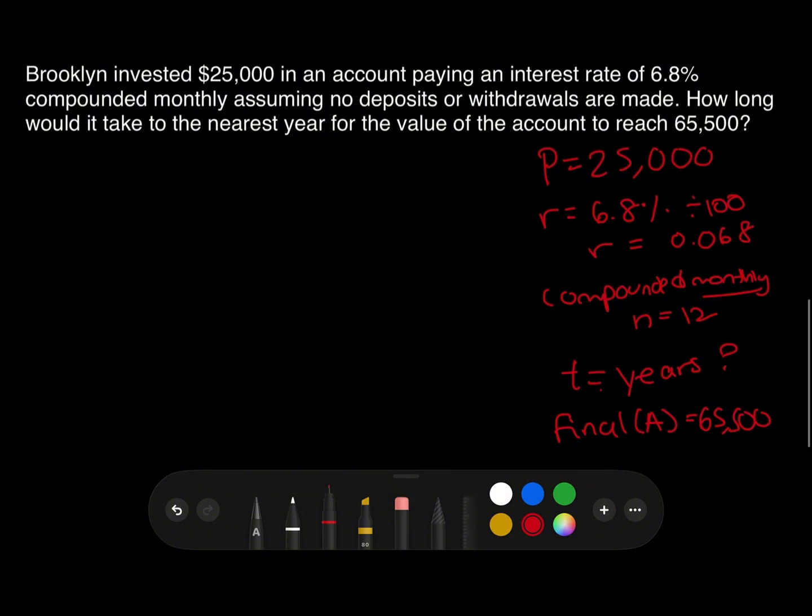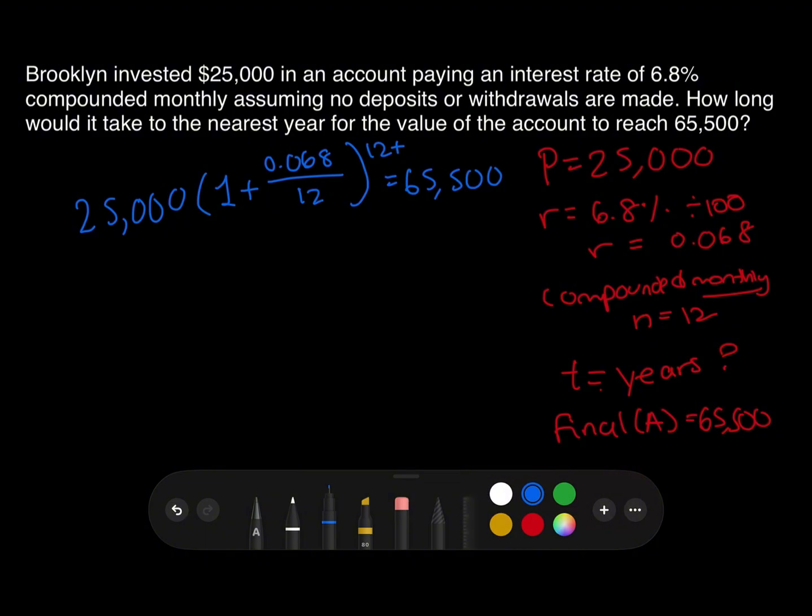So now we just input this into our equation. So 25,000, that's always what we start with, our principal value. Since we're doing the compound interest formula, we have to do 1 plus our rate in decimal form, which is 0.068, over the number of times we're compounding, which is 12 because it's monthly, and then 12t. We're putting t because it's asking us to find how long it would take to the nearest year, so we don't know what the years is. Then we set it to 65,500. And now we just solve algebraically.